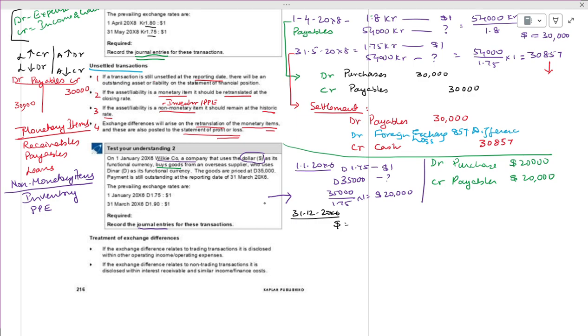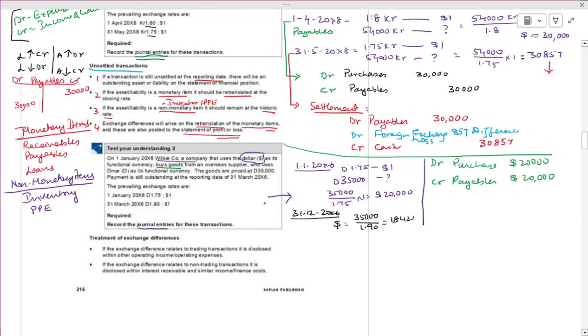You convert it into dollars. How much is there? 35,000 divided by 1.9. Is it right? Yes. How much will you get? 18,421. Yes.